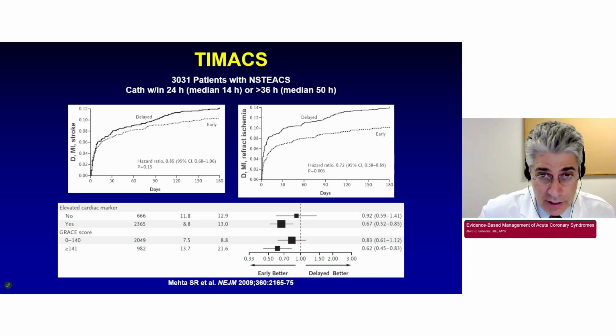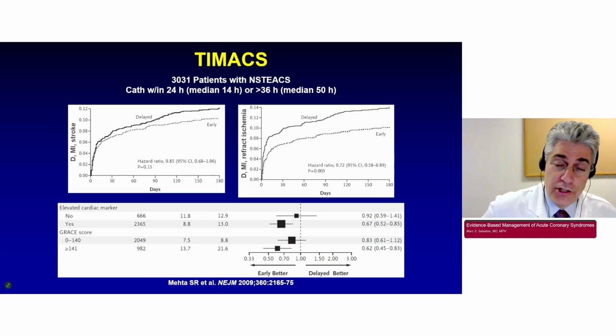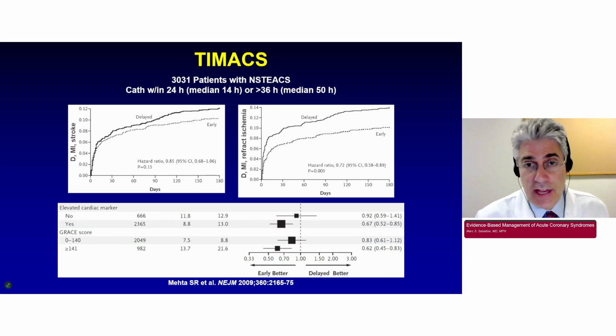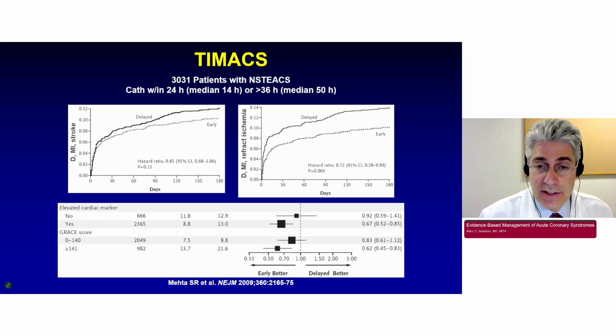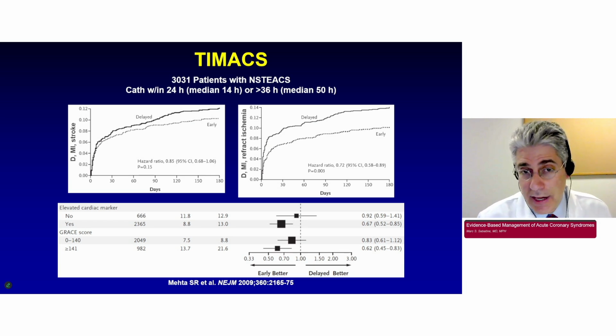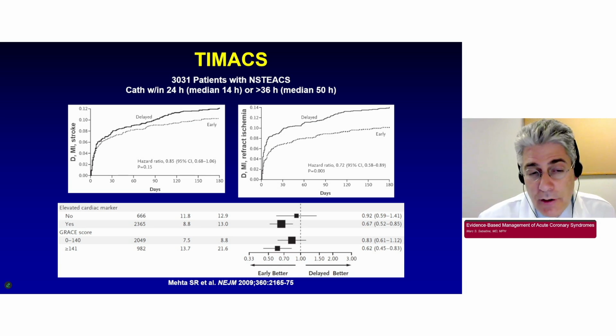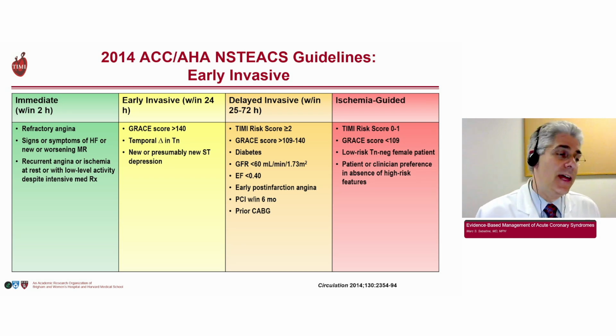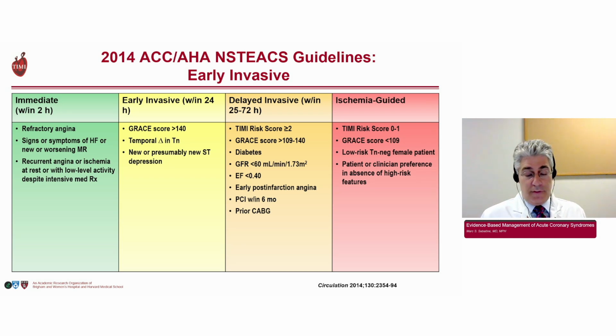In terms of timing, I mentioned that was another part of the question. This has also been looked at, and for the sake of time, I won't go into details, but basically there is a suggestion of a benefit for going to the cath lab sooner, within 24 hours, particularly for high-risk patients, those, for example, with an elevated cardiac biomarker. And so that leads us to the last time there was a full set of guideline updates, which I was a co-author on back in 2014 for non-ST elevation ACS, and these guidelines are being updated as we speak.